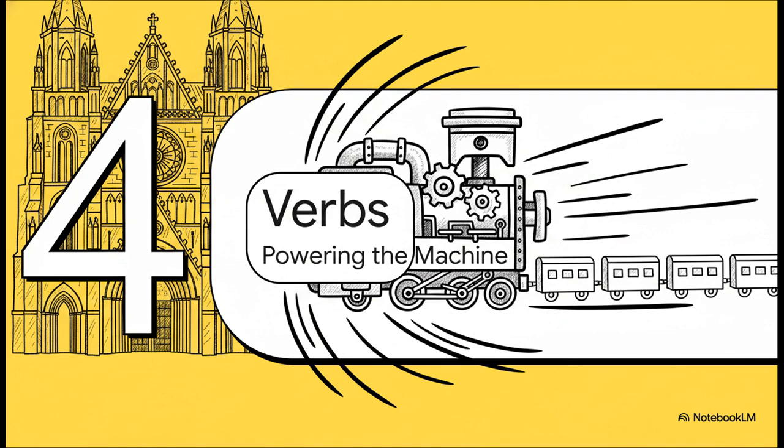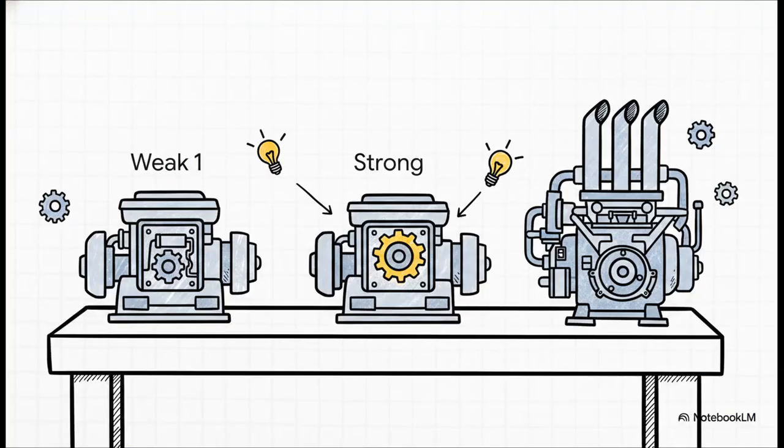Powering the machine. We have this beautiful, fully decorated structure, but right now it's just sitting there. We need an engine. Let's move on to verbs, the powerful engines that finally make our perfectly constructed sentences drive forward. There are three main types of engines here.